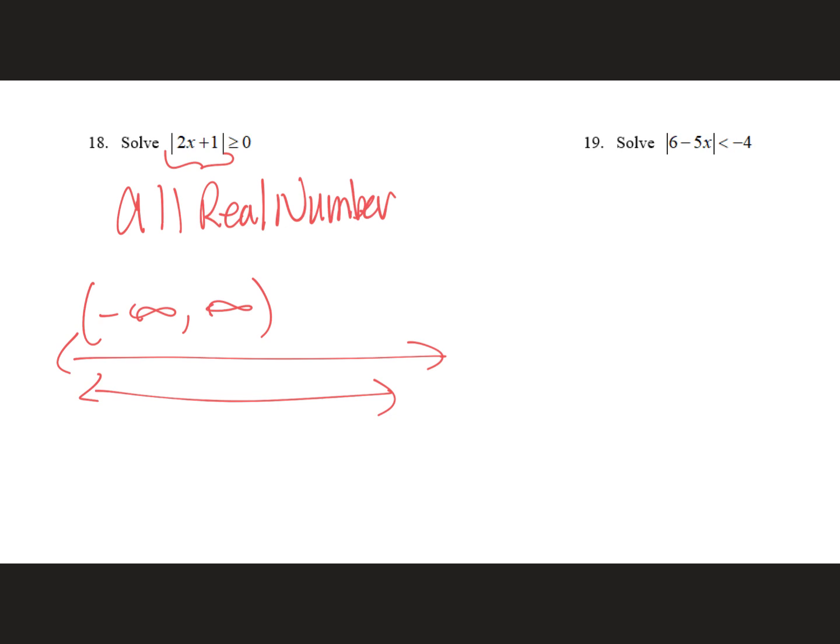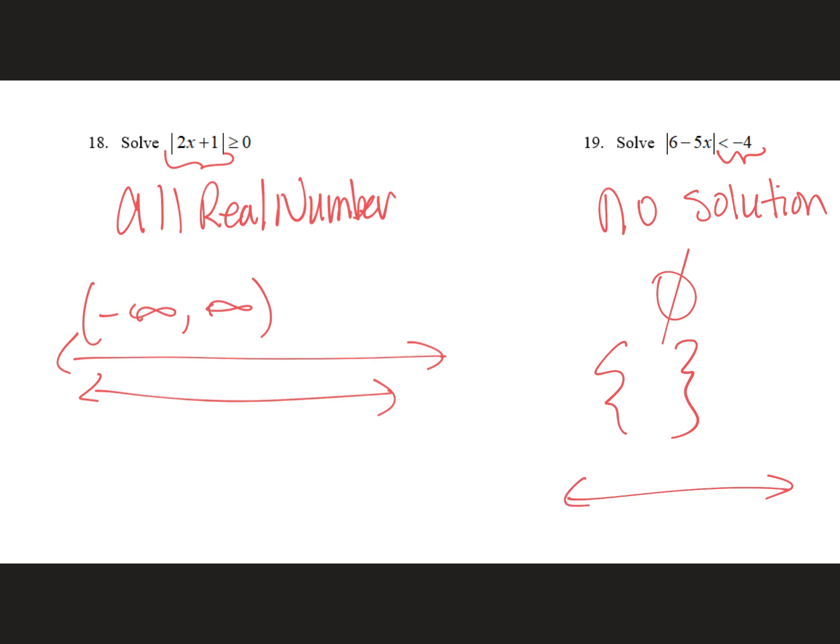Okay, the other special case is this less than negative 4. So the absolute value of 6 minus 5x is less than negative 4. Well, the distance, we just got through saying, it's a distance from 0, which is always positive. If a distance from 0 is always positive, then I can't have the distance from 0 being less than negative 4. So this would be an example of no solution. You can't have absolute value less than a negative. And again, no solution can be written like that, and it can be written as the empty set. Number line wise, we would just leave a blank number line.